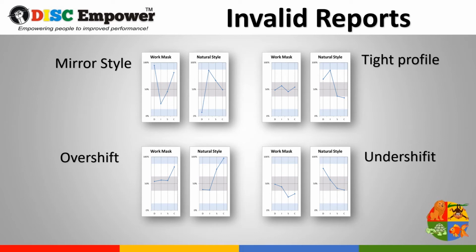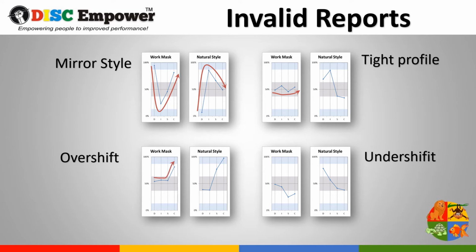Let me show you four examples of what an invalid report looks like. Up the top left, we have a mirror style. What we can see here is that both graphs are basically mirror images of one another. The second type of invalid report is what's known as a tight profile. It's where all the dots within one graph appear in the grey area.